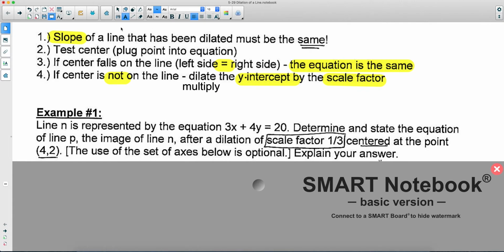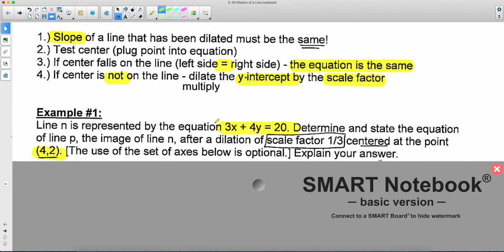We have to find the slope of our pre-image. Now, the interesting thing here is that this is in y equals mx plus b form. And although it's really important to deal with the slope, it's just as important to test the center. Because here's the thing, if the center falls on the line, so if I take these values and plug it into this equation, and it winds up that the left side and the right side are equal, I could just rewrite this equation just as it is.